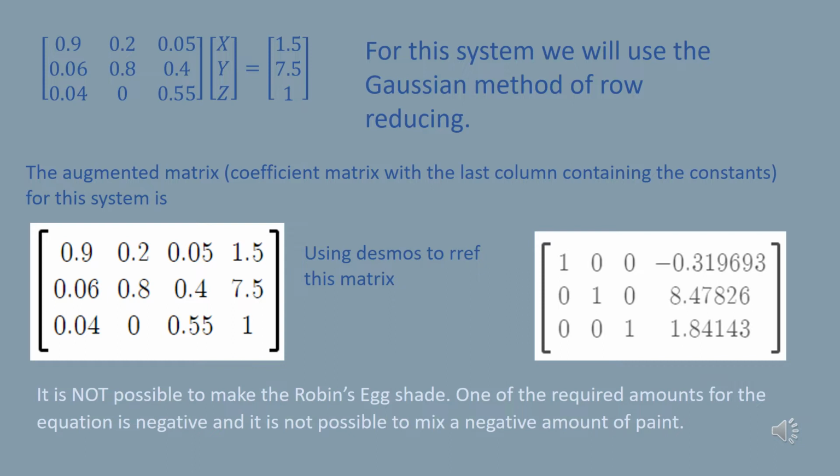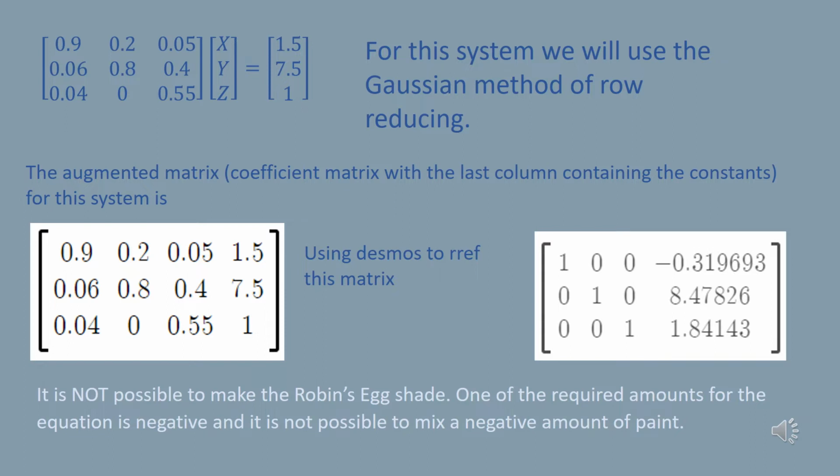I used Desmos to run the RREF program. Again, RREF stands for row reduced echelon form. And we get 1 times x equals negative 0.319693. 1 times y equals 8.47826. 1 times z equals 1.84143. So we have a solution.